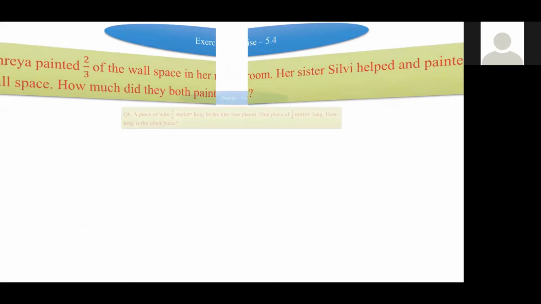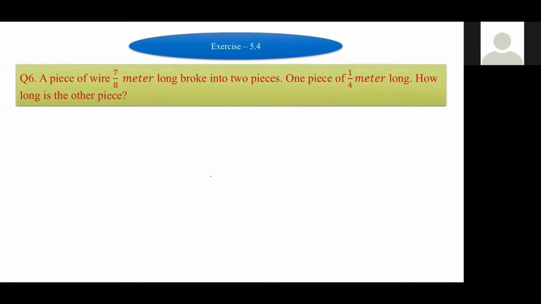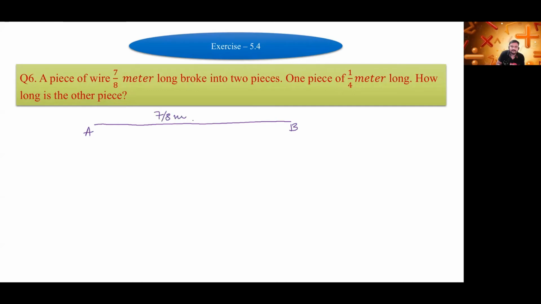Yes, sir. A piece of wire 7/8 meter long broke into two pieces. One piece is 1/4 meter long. How long is the other piece? Sir, first we have to subtract 1/4 from 7/8. Okay, 7 by 8 meter long. A piece of wire 7 by 8 meter long broke into two pieces.